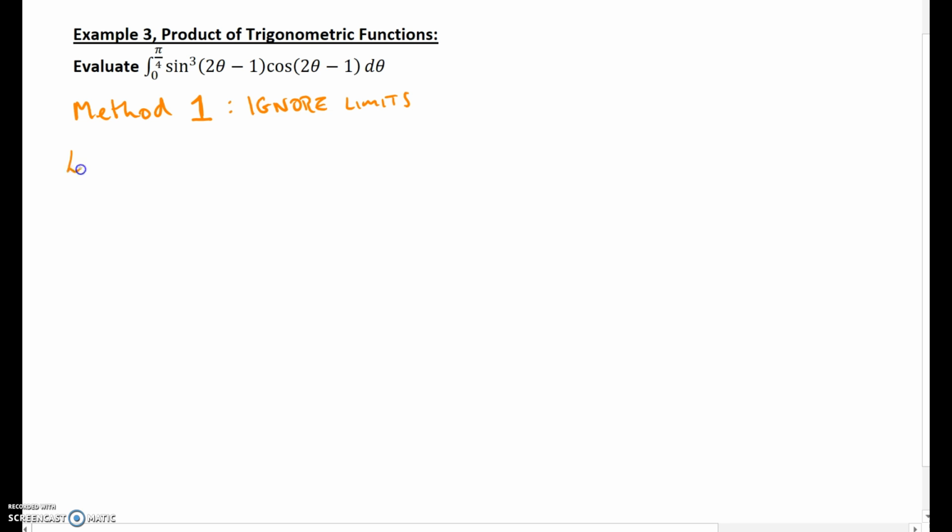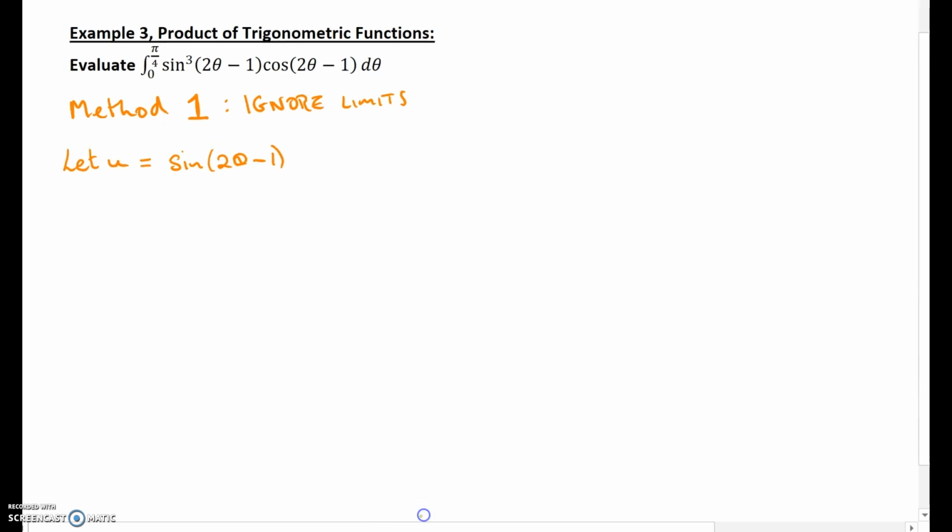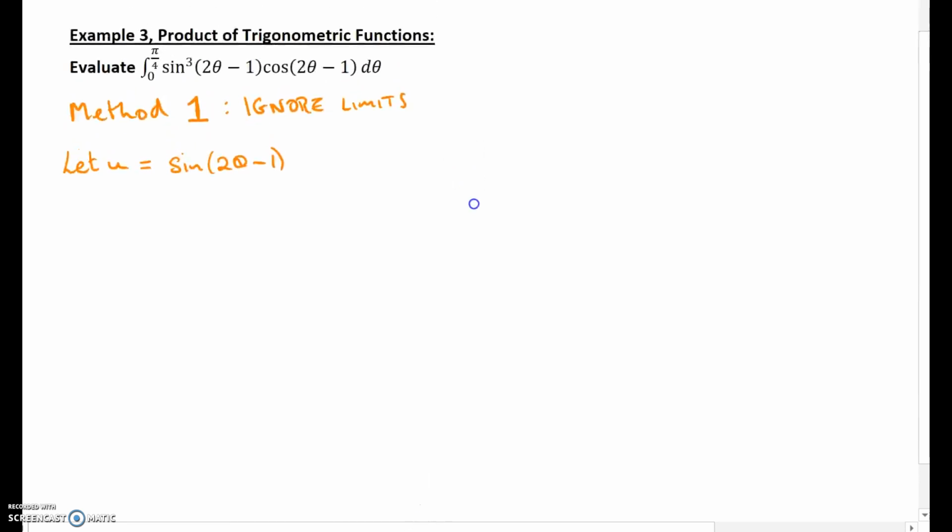And we are going to let u be equal to sine of 2 theta minus 1. Now note that we don't let it be sine cubed. Oops, sorry about that. We're not letting it be sine cubed of 2 theta minus 1. It's just sine of 2 theta minus 1. So let's differentiate that with respect to theta, theta is our variable here.